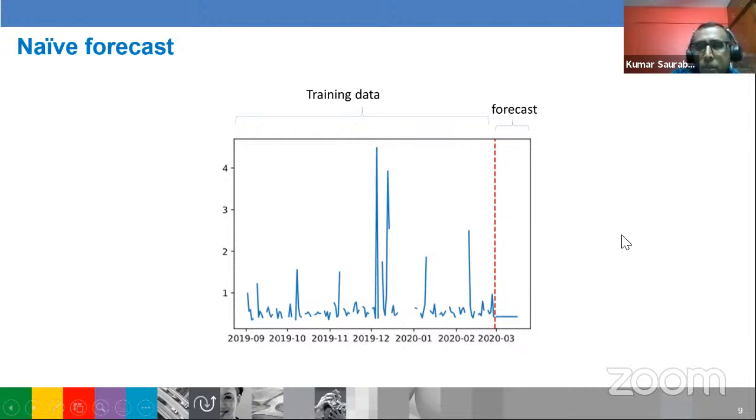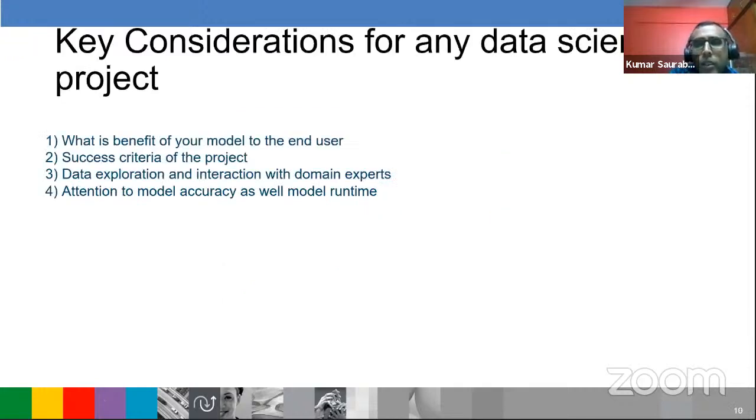So that was pretty much the use case that we did, and it went into production. And now this is my last slide, so I'm almost done here. Before I close, I would like to highlight the key considerations for any data science project, right?